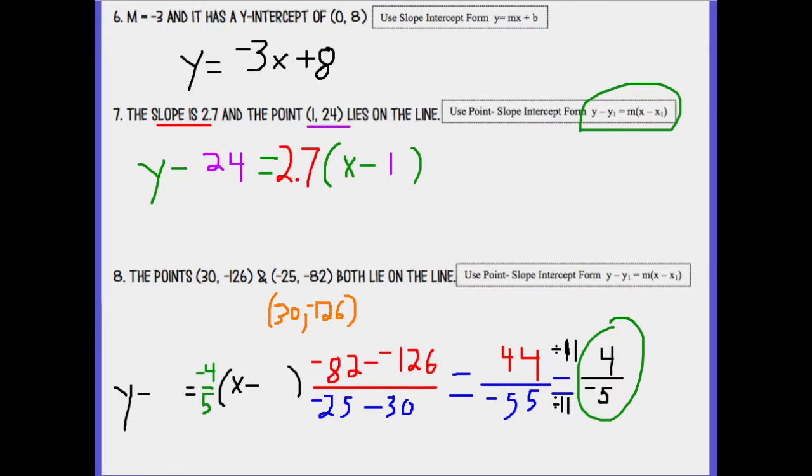And then we've got to use a point. So I'm going to use the first point. So this is going to be x minus 30. And since it says negative 126, we're going to change this to plus 126 here. So that's our final answer.